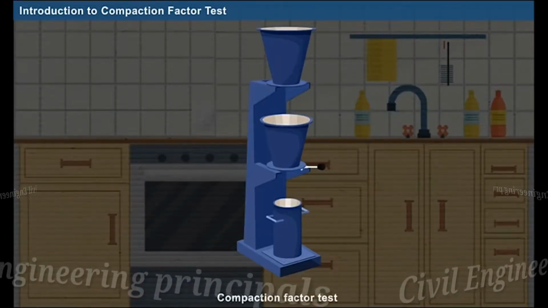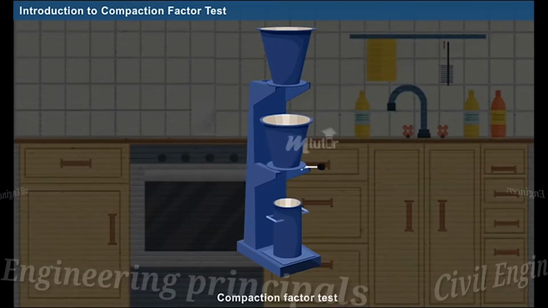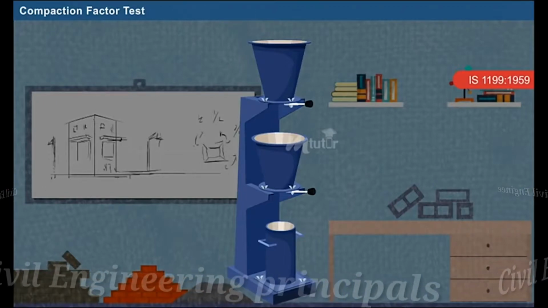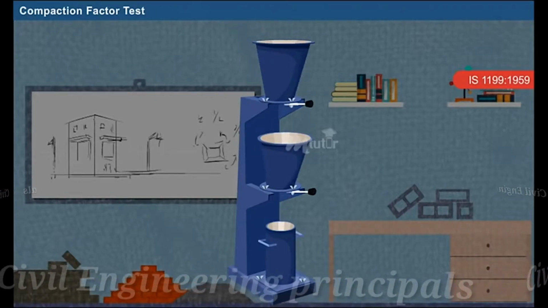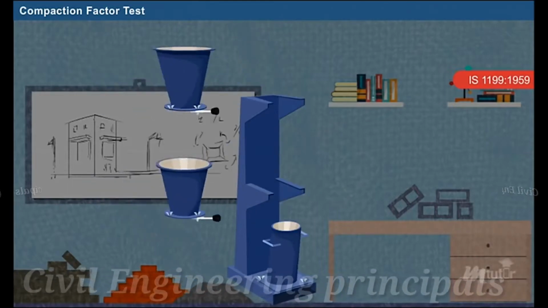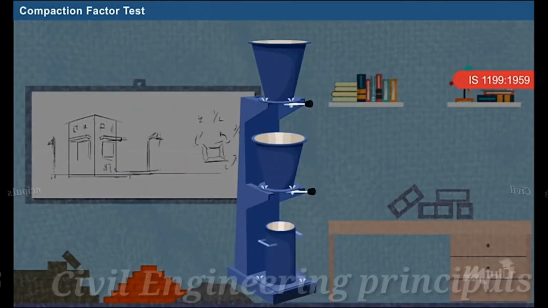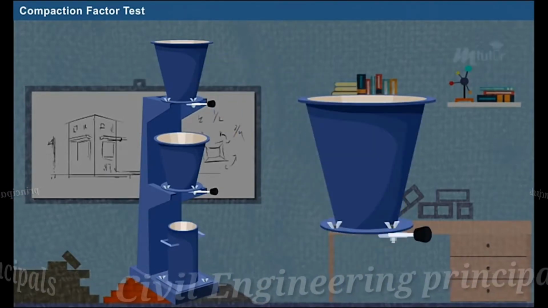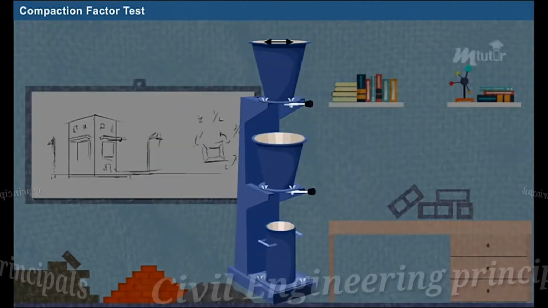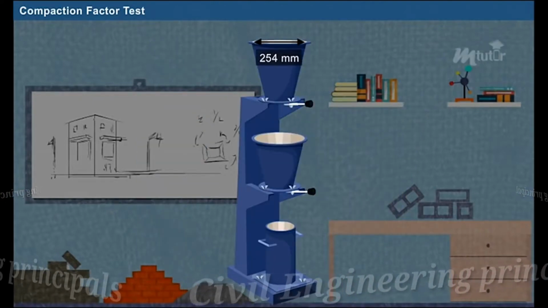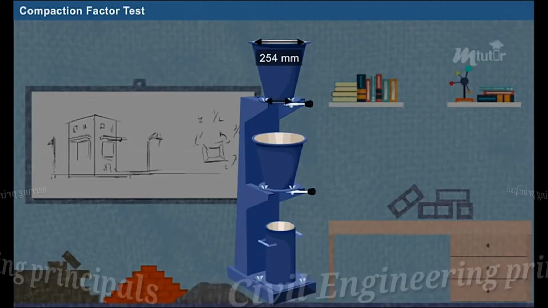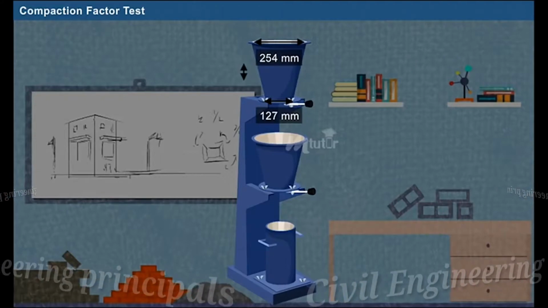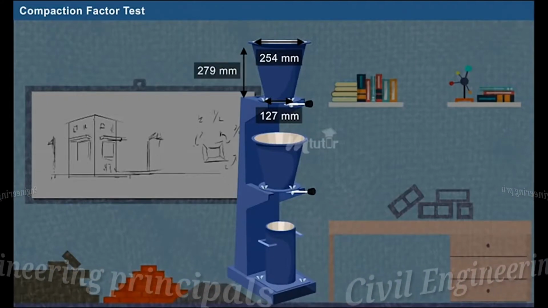Now, let us discuss the compaction factor test in detail. As per IS 1199:1959, compaction factor test apparatus consists of two conical hoppers and a bottom cylinder. The inner surface of the conical hoppers is smooth and attached to the trapdoors. The upper hopper's top internal diameter is 254 mm. Bottom internal diameter is 127 mm and internal height is 279 mm.